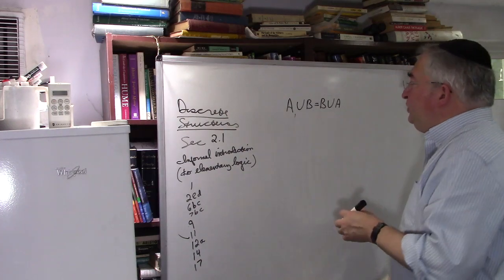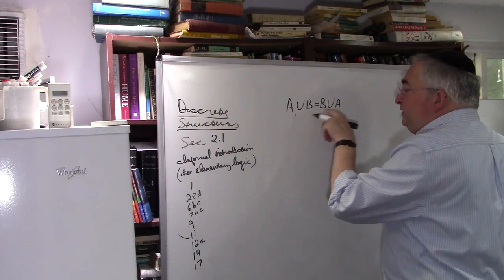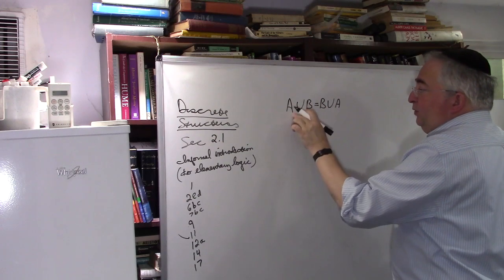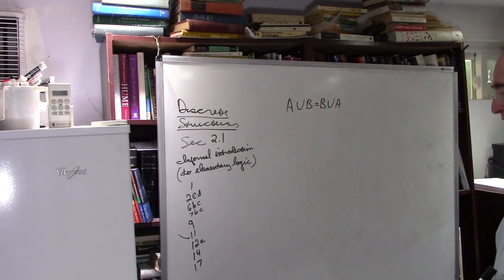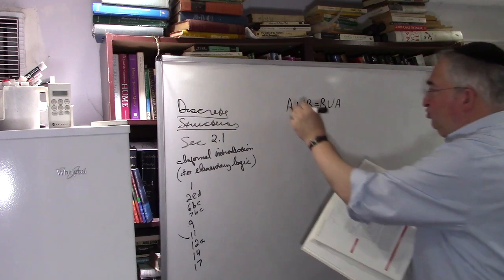A union B is all things that have A or B's. This is all things that have B or A's. The word or is commutative, so that's not a problem. Okay, so this is true.